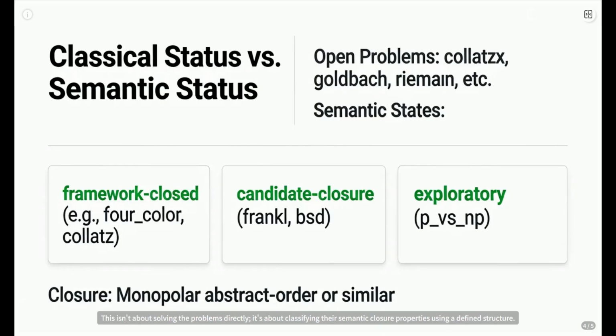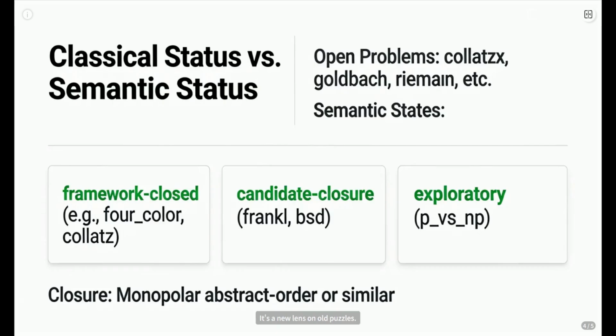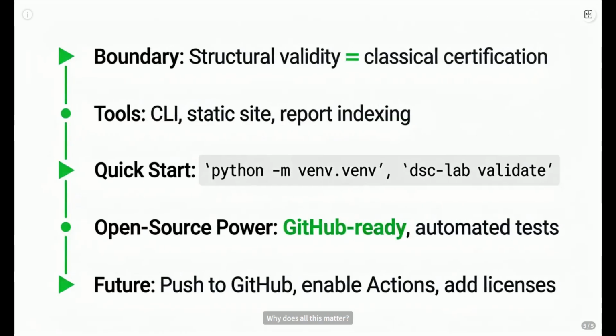This isn't about solving the problems directly, it's about classifying their semantic closure properties using a defined structure. It's a new lens on old puzzles. Why does all this matter? Because DSCPL draws a clear boundary. Structural validation is distinct from classical certification. It provides tools, a CLI, a static site, report indexing, to exhibit and audit these semantic closure certificates.